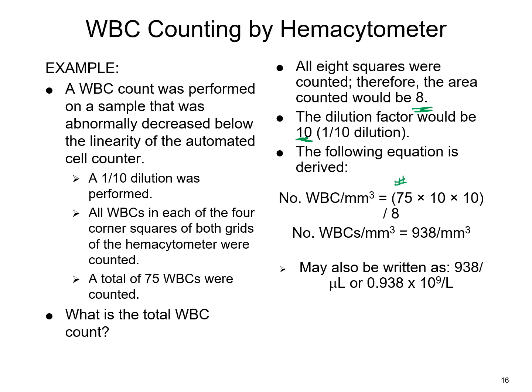Once you work that out, that will give you a total count of 938 millimeters to the third. And if you were going to write that out, you could reduce that down to 0.938 times 10 to the ninth. And that's just basically going to be based off of what your site says as far as your reporting parameters, microliters versus liters. So you will have to do based off of what your site says.